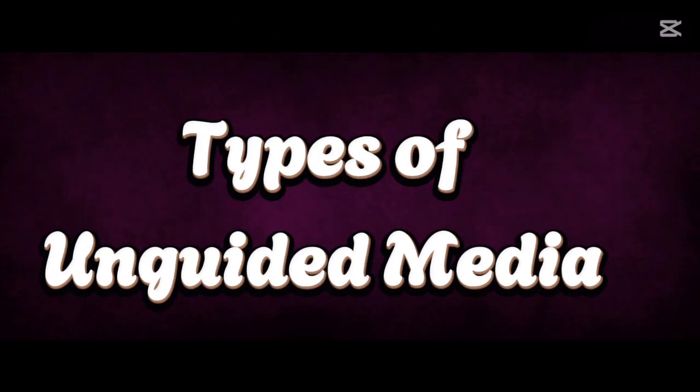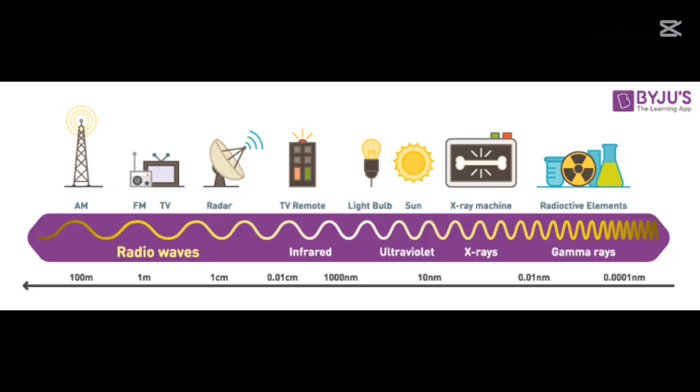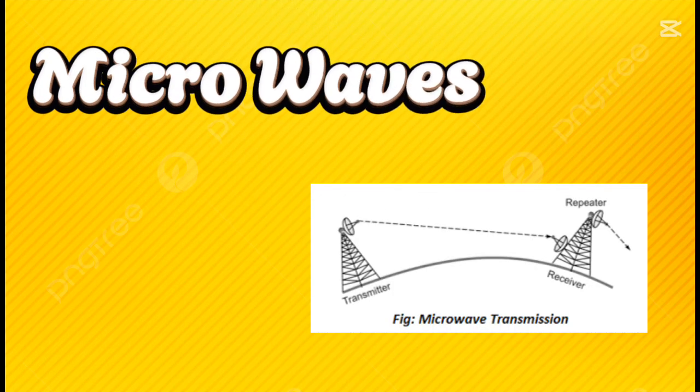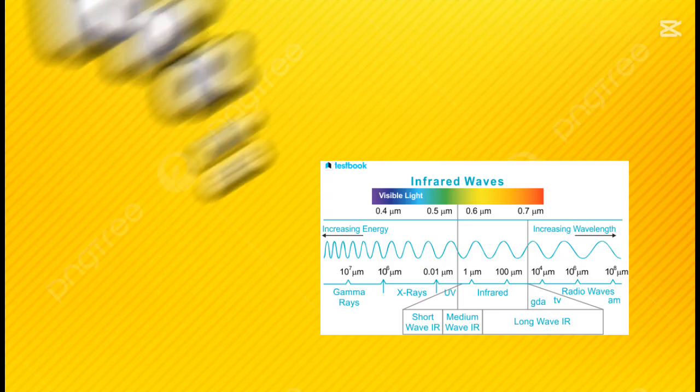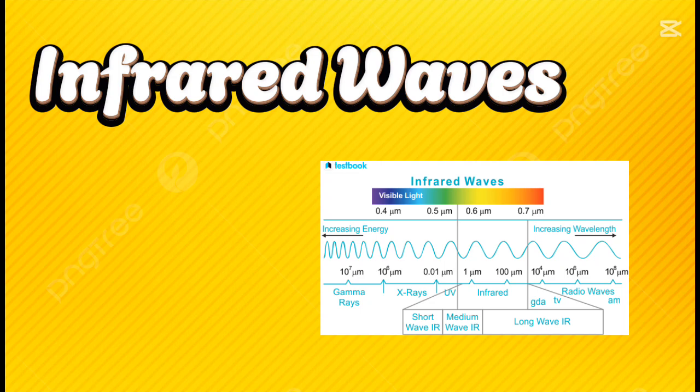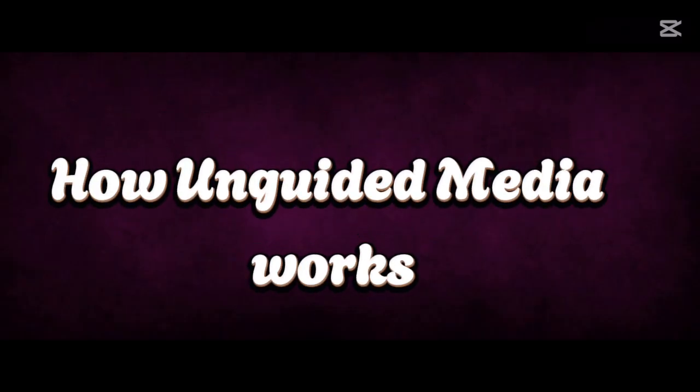Types of unguided media. Radio waves. These waves can travel long distances and penetrate obstacles, making them suitable for broadcasting, radio, television, and mobile communication. Microwaves. Microwaves are used for point-to-point communication over shorter distances, including satellite communication and some wireless LANs. Infrared waves. These waves are used for short-range communication, such as remote controls and file sharing between devices with a line of sight.